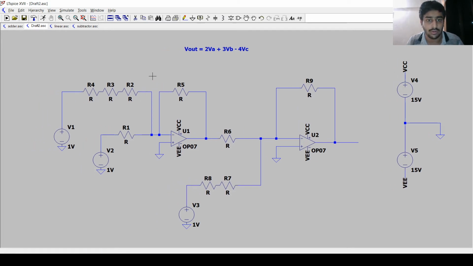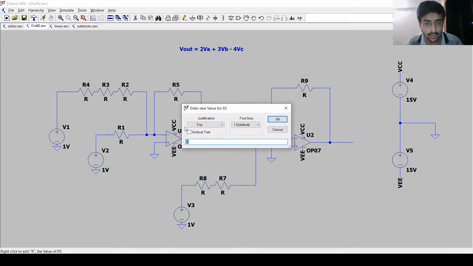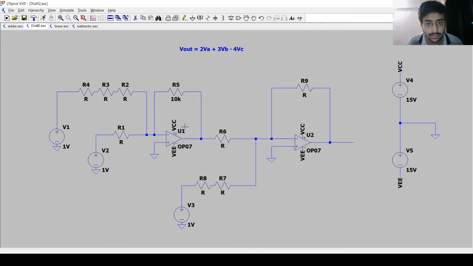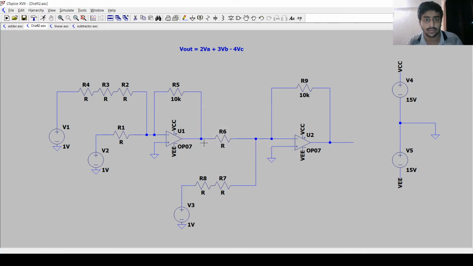So now let's assume 10k feedback resistance. So type 10k, 10k. So the RA resistor will be 10k upon 2 because our equation has 2VA. So 10k upon 2 is 5k, but 5k standard resistance is not available.